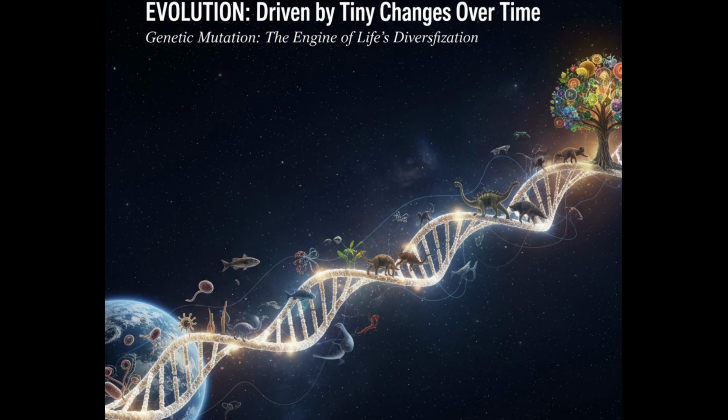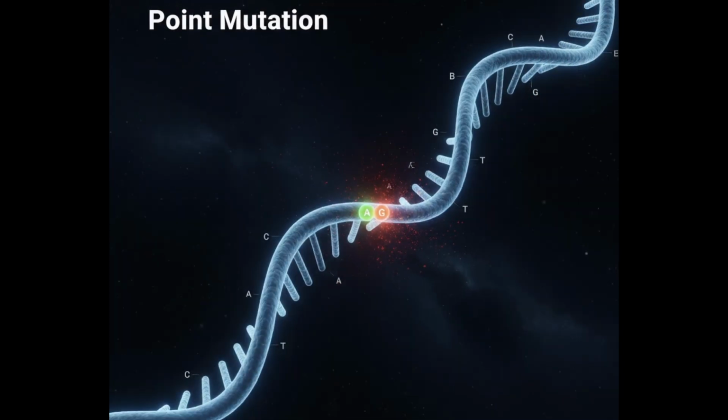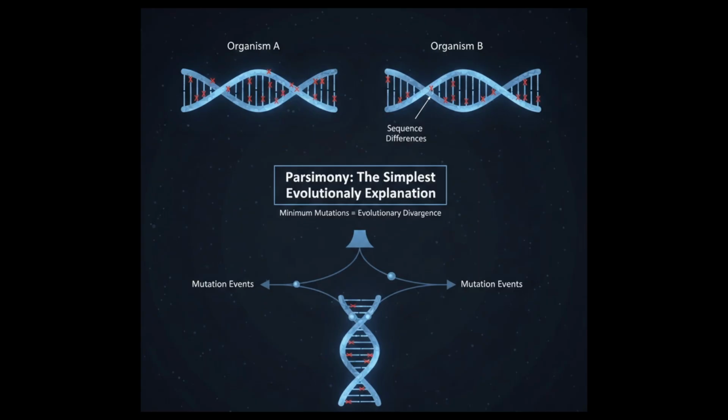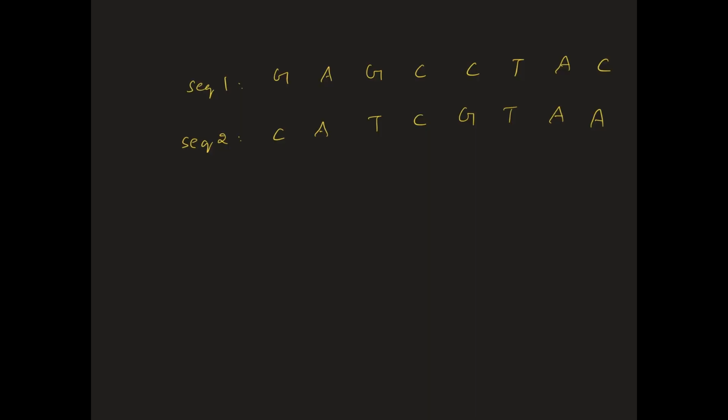The most common type of mutation is called a point mutation, where a single DNA base is replaced by another. When we compare DNA from two organisms, the number of positions where their sequences differ tells us the minimum number of mutations that could explain how they diverged from a common ancestor. In biology, we usually prefer the simplest explanation for evolutionary change. This idea is called parsimony. So, by counting differences between two DNA sequences, we get a simple estimate of how far apart they are evolutionarily. And that's exactly what today's Rosalind problem asks us to compute.